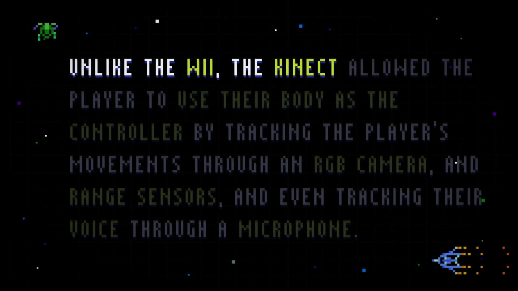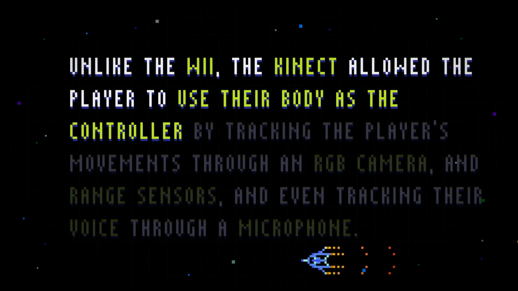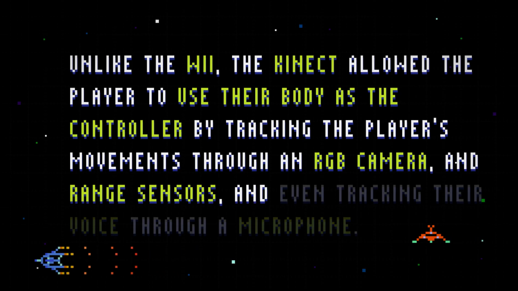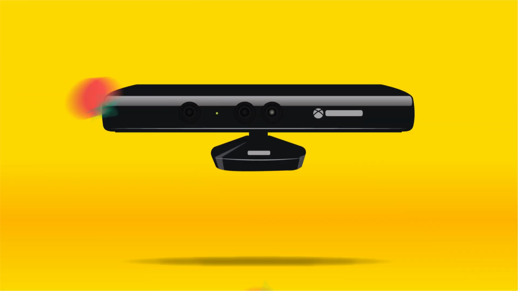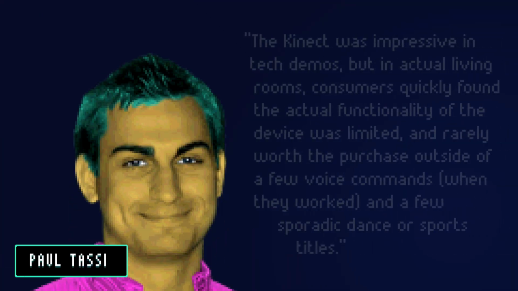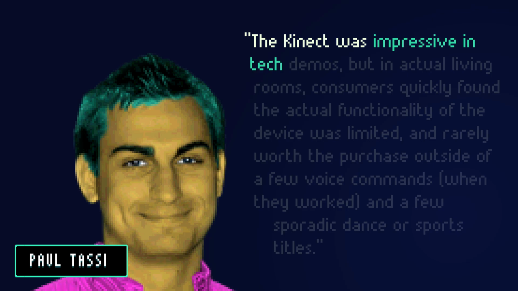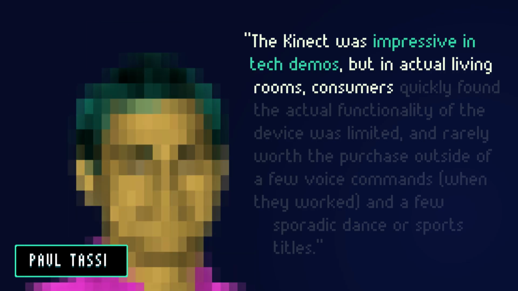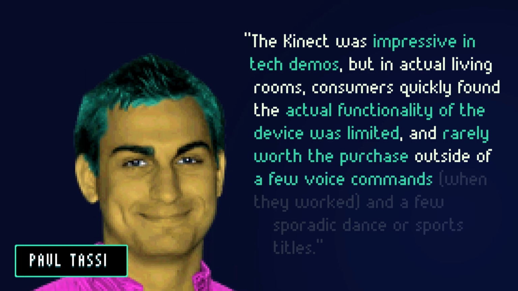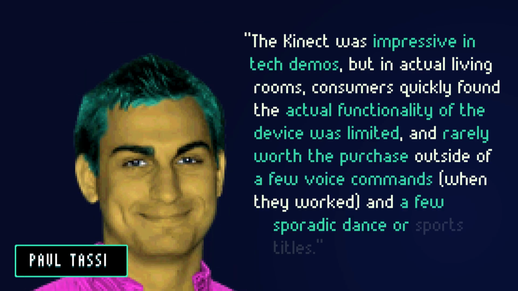Unlike the Wii, the Kinect allowed the player to use their body as the controller by tracking the player's movements through an RGB camera and range sensors, and even tracking their voice through a microphone. And though it seemed it would have been a big step forward for immersive play, the Kinect didn't quite hit the mark. As journalist Paul Tassi of Forbes pointed out, the Kinect was impressive in tech demos, but in actual living rooms, consumers quickly found the actual functionality of the device was limited and rarely worth the purchase outside of a few voice commands, when they worked, and a few sporadic dance or sports titles.